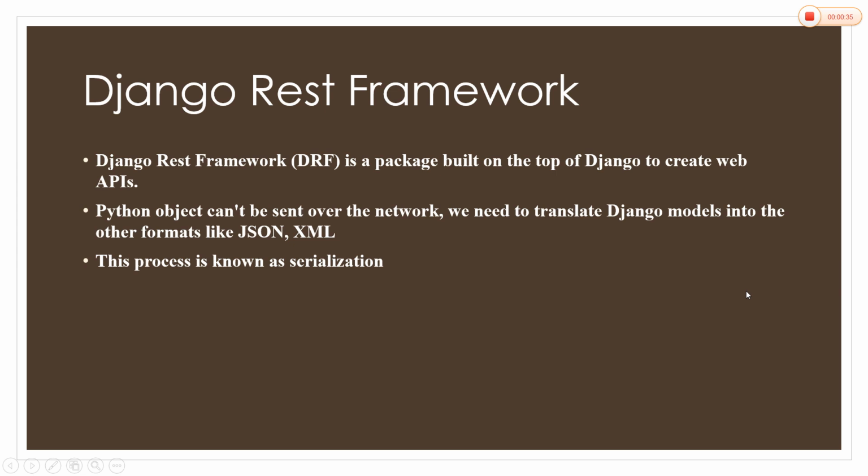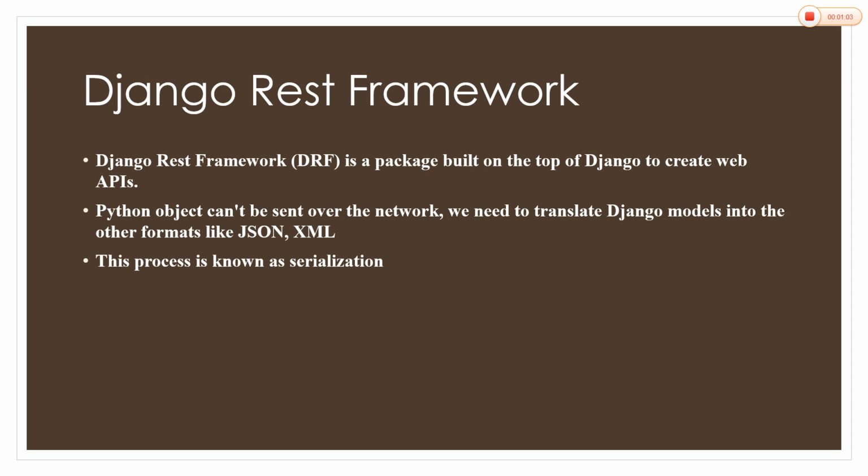Now, what is Django REST framework? DRF is a package built on top of Django to create web APIs, that is application programming interfaces. Since Python objects cannot be sent over the network, we need to translate the Django models into other formats like JSON, XML or YAML. This type of conversion is known as serialization.